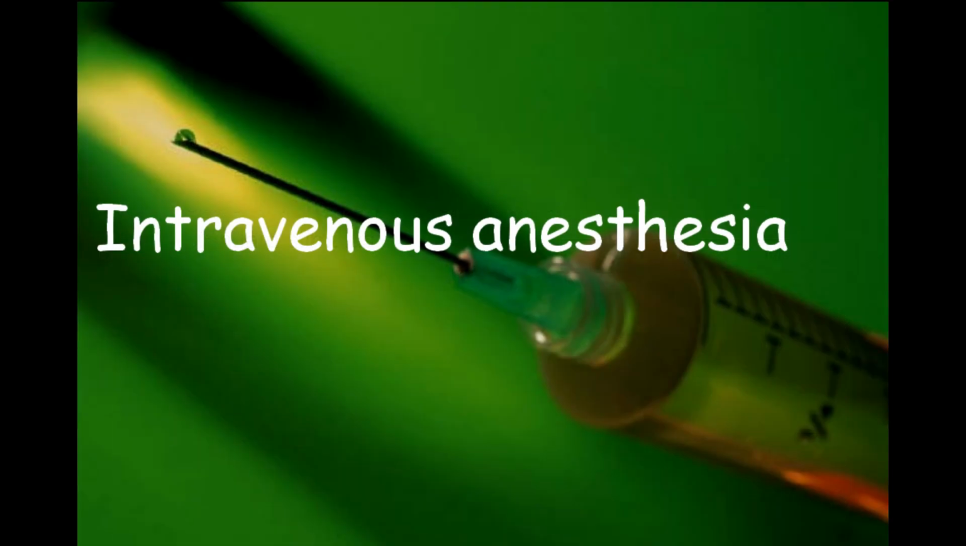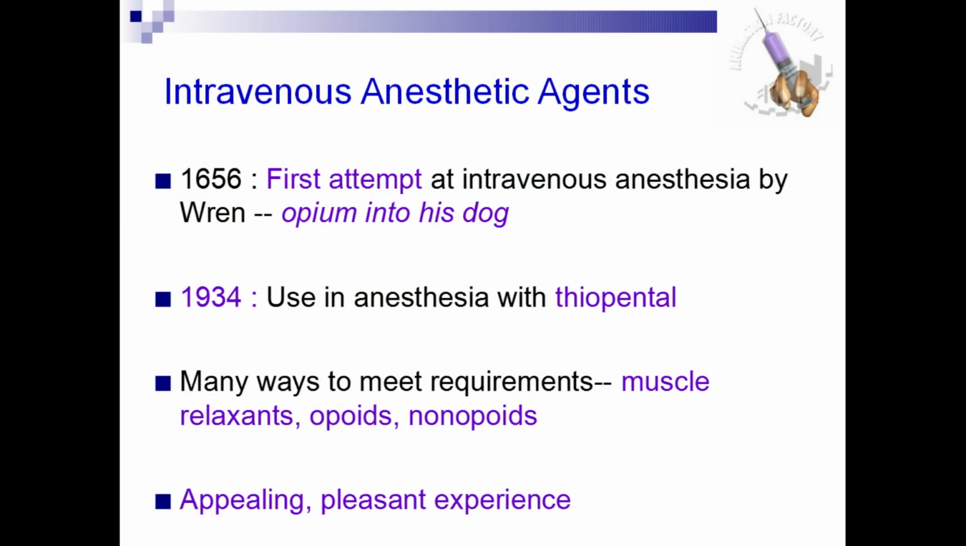Now, intravenous anesthesia. Intravenous anesthetic agents. 1656, first attempt at intravenous anesthesia by Wren, opium into his dog. 1934, use in anesthesia with thiopental. Many ways to meet requirements: muscle relaxants, opioids, non-opioids.